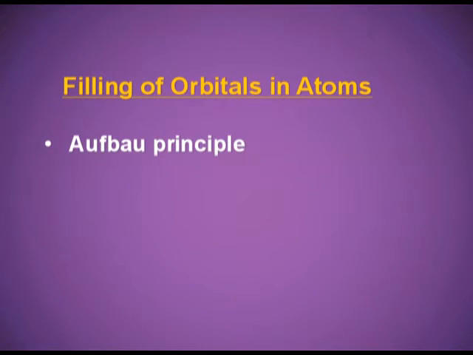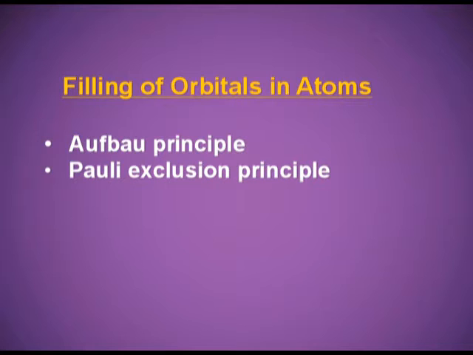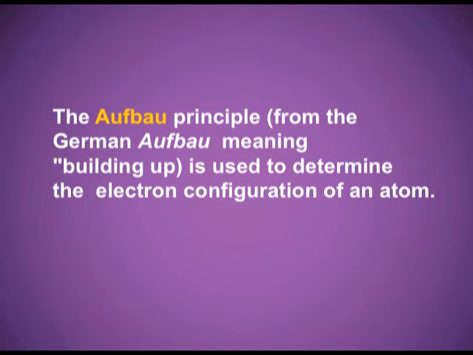Now let me proceed further and explain how these orbitals are filled, how these electrons enter these orbitals. What are the rules which govern the filling of these orbitals? There are three rules: the Aufbau principle, the Pauli's exclusion principle and the Hund's rule. The Aufbau principle. Aufbau means the building up. According to this principle, if we have orbitals of various energies and they are vacant, then the orbital with the lower energy will be filled first.